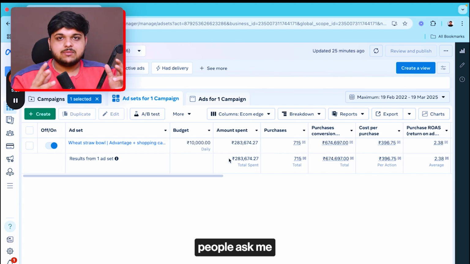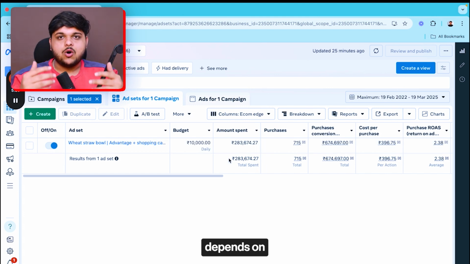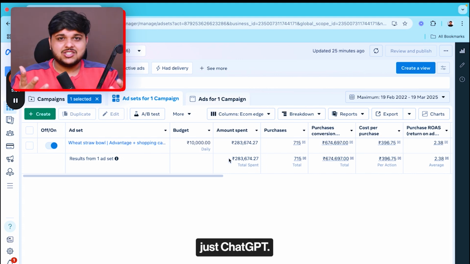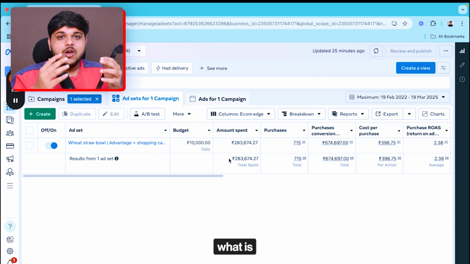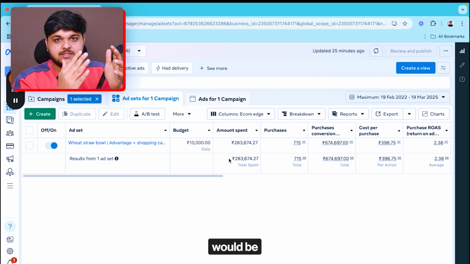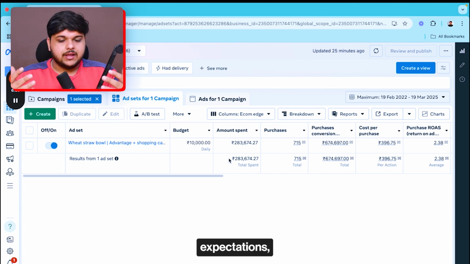A lot of times people ask me what is the best ROAS we should be looking for. It basically depends on your break-even ROAS. And if you don't know how to calculate your break-even ROAS, just ChatGPT it. It's pretty simple to know what your break-even ROAS is, and you should be aiming for more than that. So for example, this brand has a break-even ROAS of 1.75, but we as a team decided that hitting a 2 ROAS will be a great sign for us and we will scale it accordingly. But here we are getting 2.38, so it is well above our expectations. So we will keep it running in that case, right?